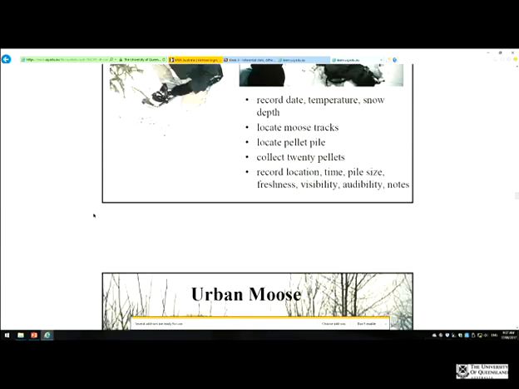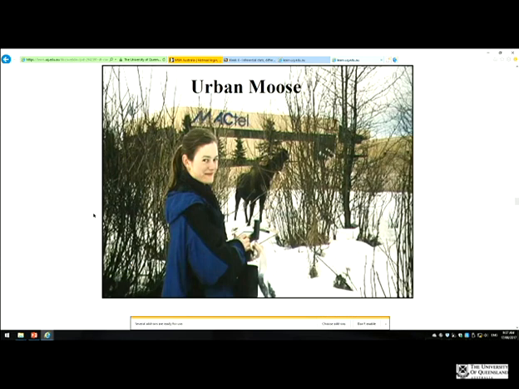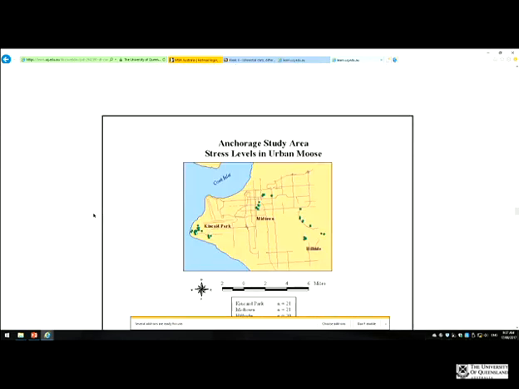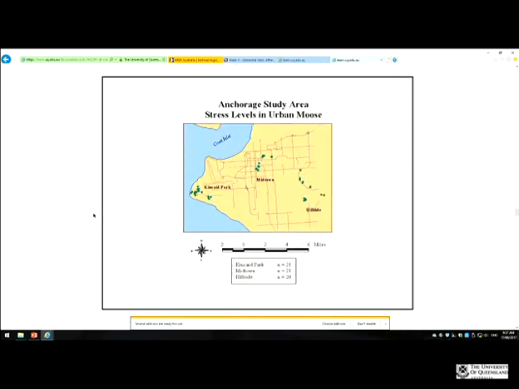So it goes through a bit of the method. You can look at that if you like. There's a picture of the researcher. And then this is the second hypothesis where they're looking at the stress levels in urban moose. So you'll see that there are 3 samples here related to different treatments of urban exposure, I guess.